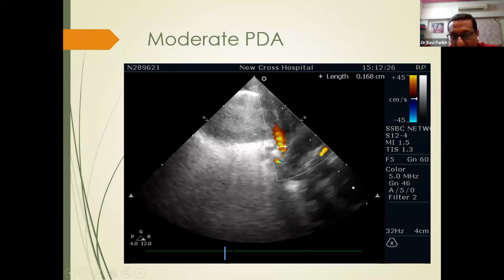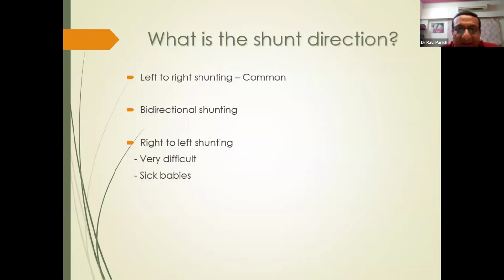So what you have first learned is the identification of the duct and the size of the duct. So that is the first index. If you want to note down what you need to learn on Friday, you can note it down. This is the first index of the PDA: whether the duct is present or not, and if it is present, what is the size of the duct. Then the second important question is, if the duct is present, what is the shunt direction?